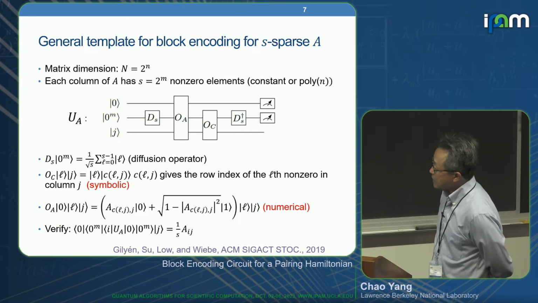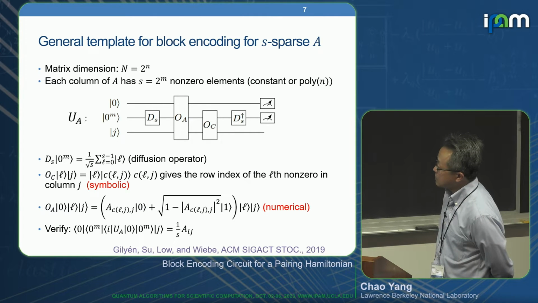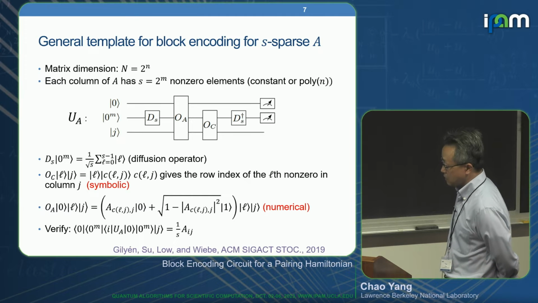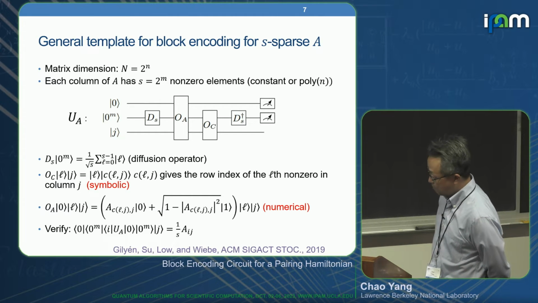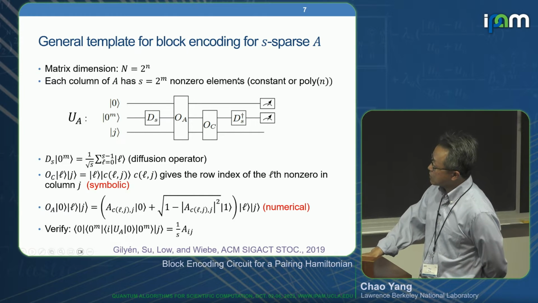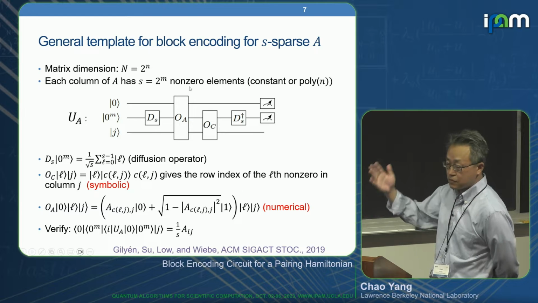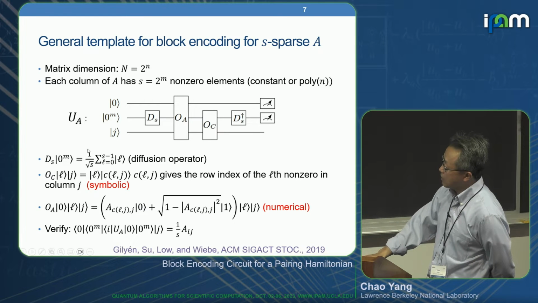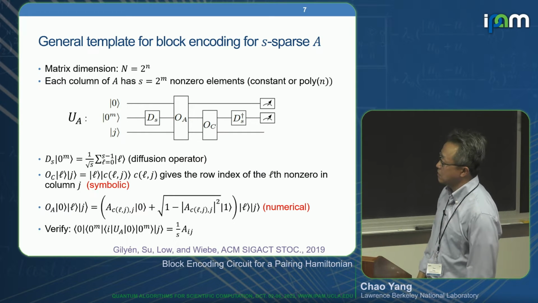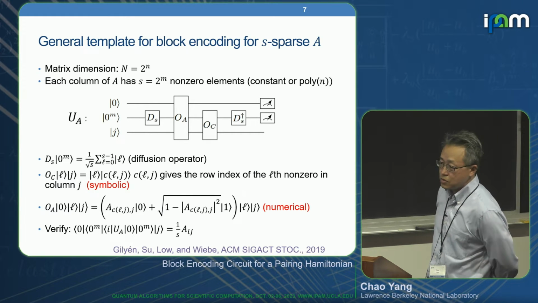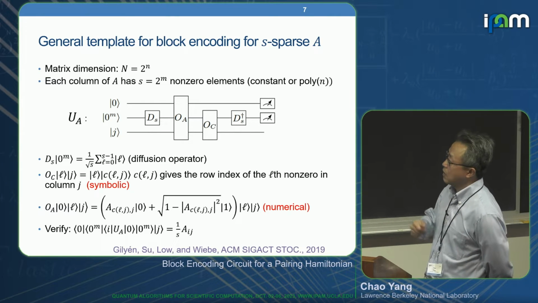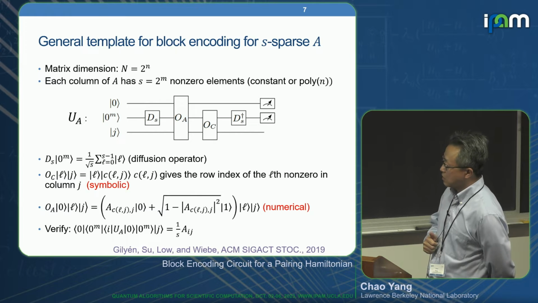So let's assume that the matrix has at most S non-zero matrix elements per column, where S is 2 to the m. The circuit consists of several layers, and you have a diffusion layer. It basically takes the zero state and maps it into a superposition of L, and that's used to encode all possible non-zero structure in a particular column.